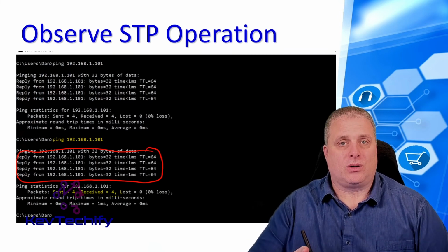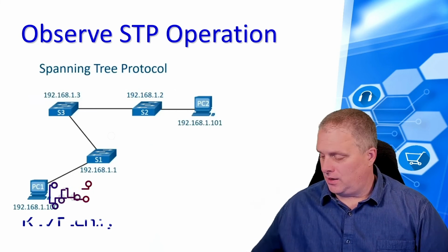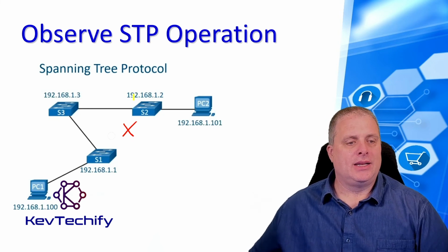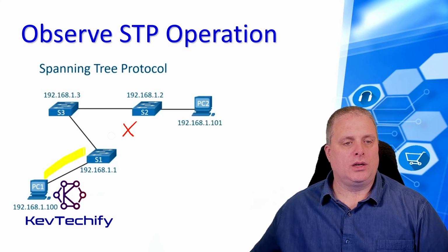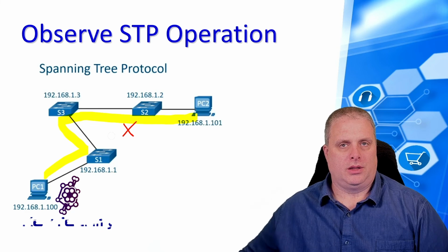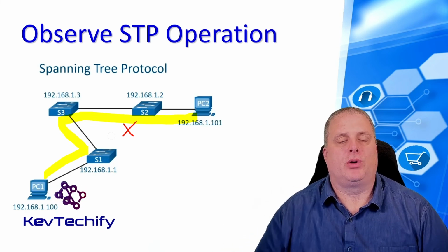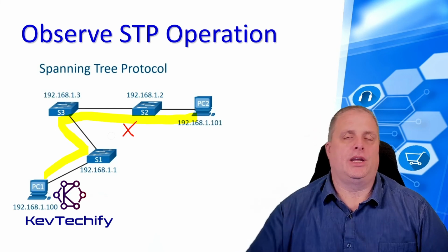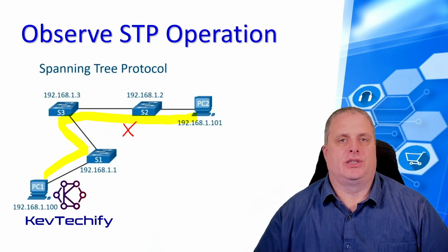Except now, with the link that's broken, remember we broke this link here, we unplugged that Ethernet, the path now goes from PC1 to switch 3 to switch 2 to switch 1. STP, spanning tree protocol, adapted to that one connection going down, giving us redundancy.